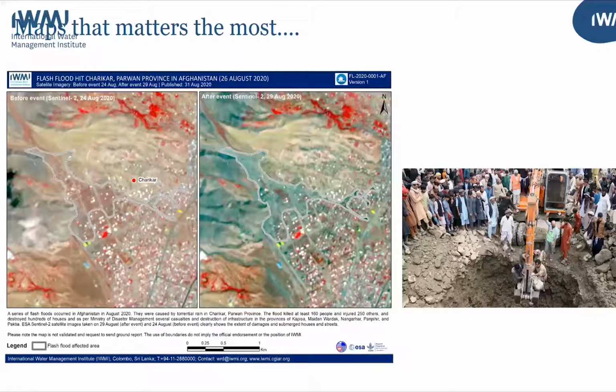This was one of the flash floods that hit Charikar in Parwan province. You can see here the polygon just before the flash flood, and right after you can see the levels of sediments that are available in this satellite picture. And again, you can see the satellite image available right after 5 days. So it's of course cloud-free data available from the European Space Agency. So this is again a beauty of having this data set publicly available.